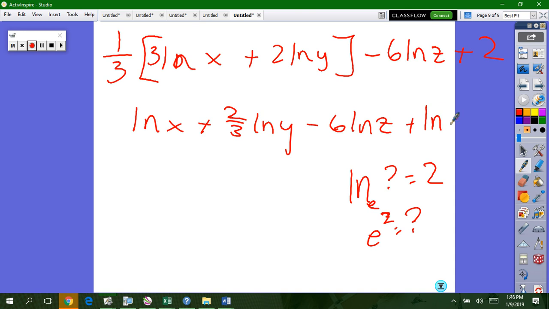Plus ln of E squared. Does that make sense to everybody? How 2 is the same thing as ln of E squared?